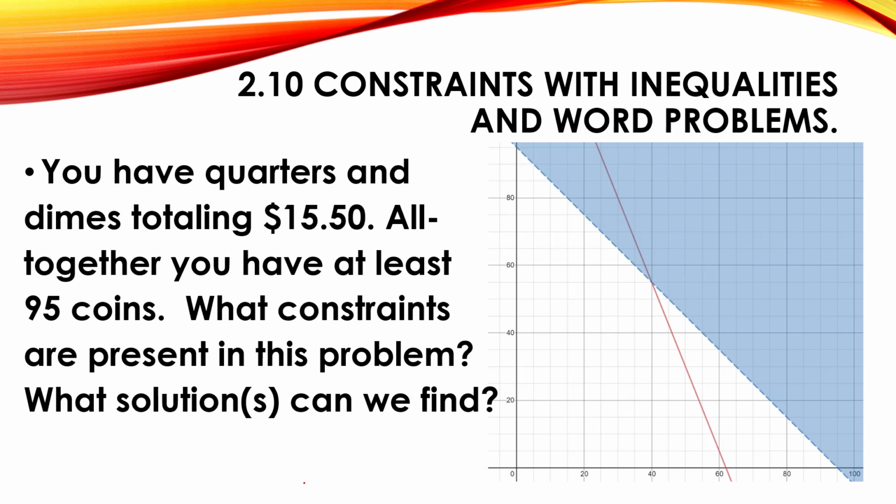You have quarters and dimes totaling $15.50. Altogether, you have at least 95 coins. What constraints are present in this problem? What solutions or solution can we find? Go ahead and think about this problem for just a minute. What constraints are present in the problem?